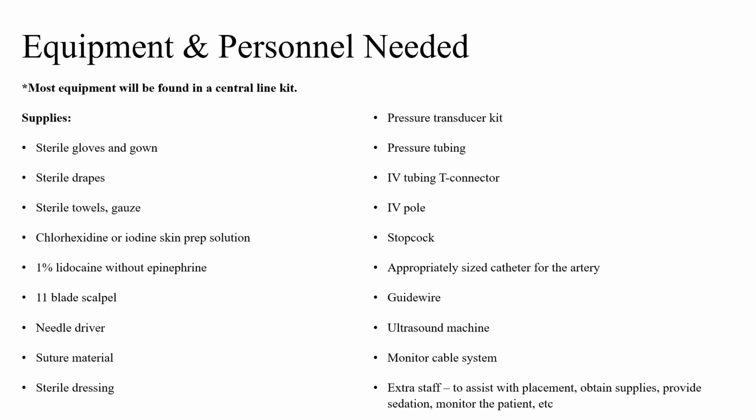The doc will grab the appropriate size catheter depending on what size artery you're going to go after, with the guide wire. It might be good for you to grab the ultrasound machine. They should be palpating the artery as well, but oftentimes they'll use an ultrasound just for guidance. You also need the monitor cable system, which connects the arterial line to the actual vital signs machine. So you'll need that monitoring cable system, and then potentially extra staff, either to assist with placement, obtain supplies, provide sedation, monitor the patient, etc. So it might be a good idea to have extra staff around so you can do these things. But if you're going to be assisting with insertion or getting supplies, you will probably need to be sterile.